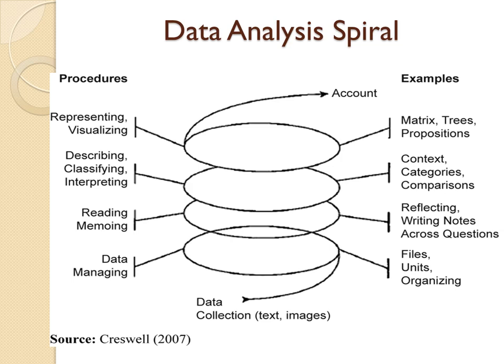On the left side of the image are terms that reflect the specific procedures that qualitative researchers often use to analyze data, and on the right side of the image are examples of those procedures. And at the end of the spiral is the account, which reflects your final analysis that appears in your written report.